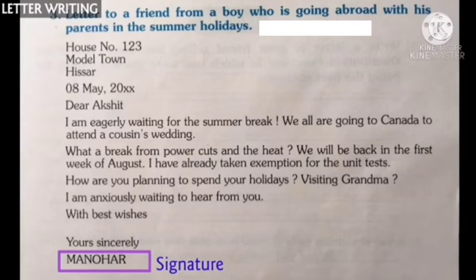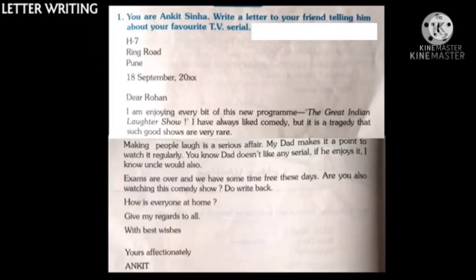Top left side, it is the sender's address. Then comes the date. Then the salutation. Then the body of the letter. Then comes the complimentary clause or subscription. And below that, the name and signature of the person who is sending the letter. Okay, then let us see some other example.